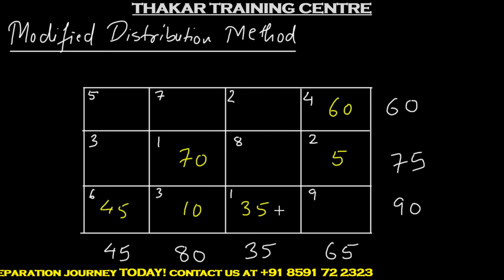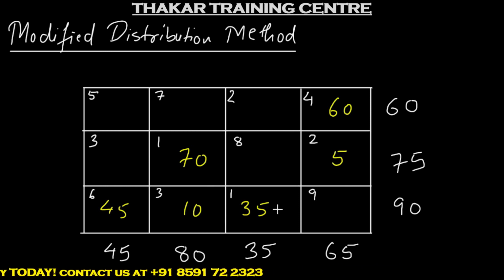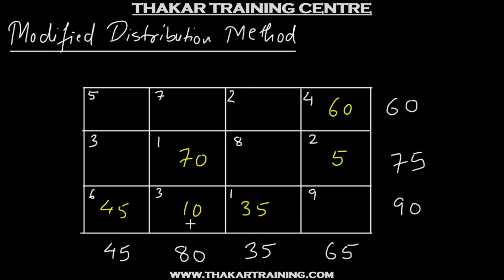So let's quickly check whether this is a feasible solution. For the first source we have 60. Second source we have 70 plus 5, that is 75. For the third source we have 45 plus 10, 55 plus 35, that is 90. For the first destination we have 45. Second destination we have 80. Third destination 35 and fourth destination 65. So this solution satisfies all the rim conditions as well as the non-negativity constraint. So we have a feasible solution.